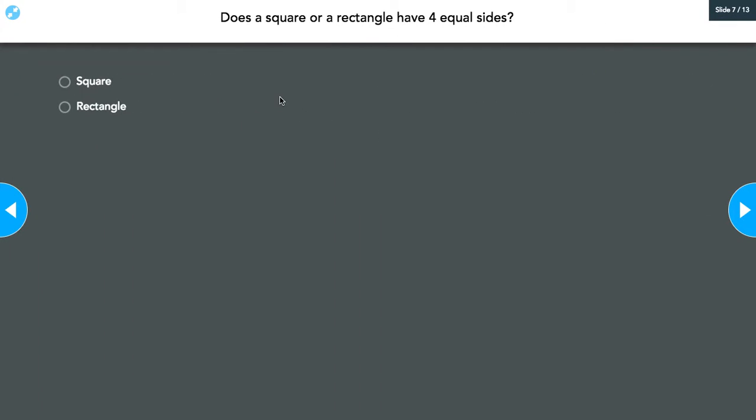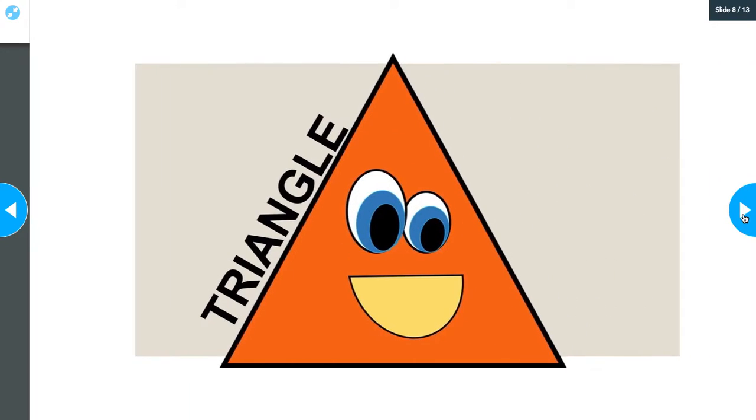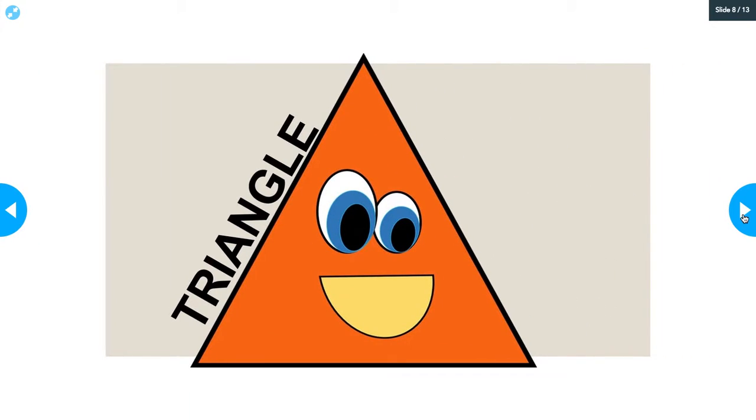Another question appears on the next slide. It states, does a square or a rectangle have 4 equal sides? A, square, and B, rectangle. If the students are confused by this, please go over the material with them again. The next slide is a triangle, and again, have them repeat after you and say triangle. Explain to them that a triangle is different than a square, a circle, and a rectangle because it has 3 sides.